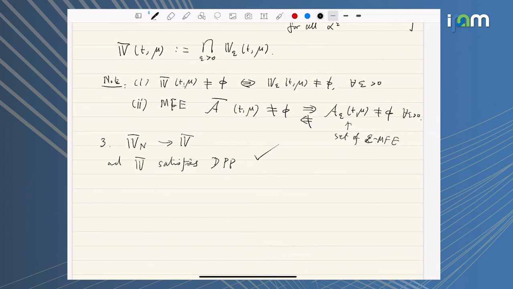And here, of course, I need to make it more precise. What does it mean, the convergence in what sense? But the main message is they converge. And the V bar satisfies DPP. So that's, yeah, thank you.